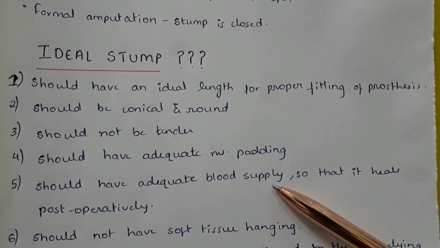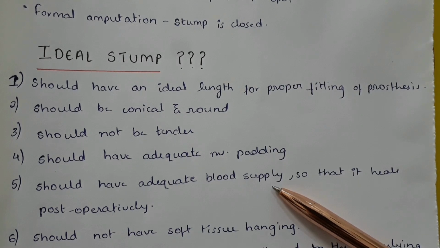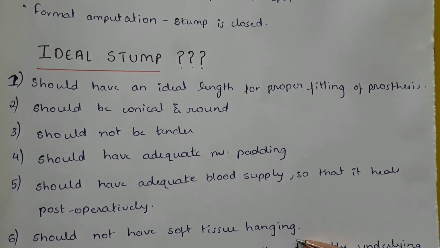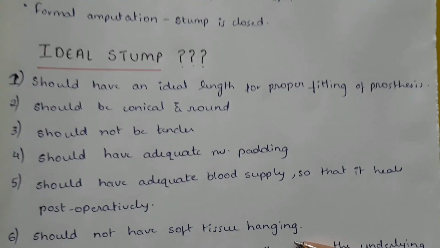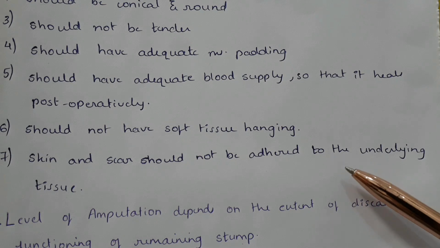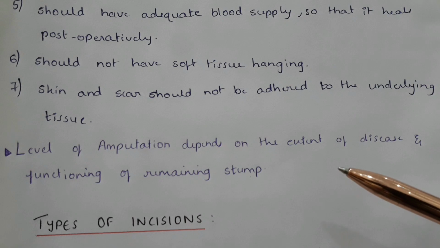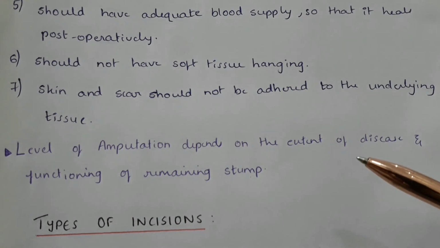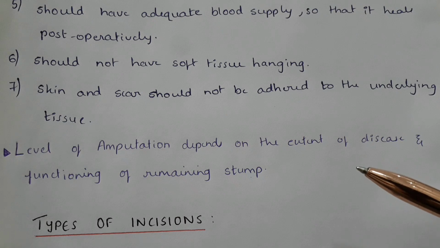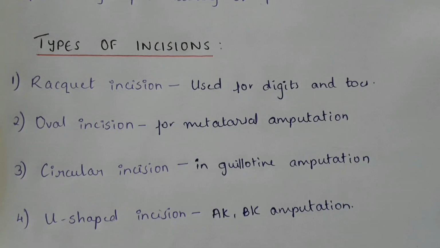It should have adequate blood supply so that it heals post-operatively. It should not have soft tissue hanging. The skin and scar should not be adhered to the underlying tissue. The level of amputation depends on the extent of the disease and functioning of the remaining stump.